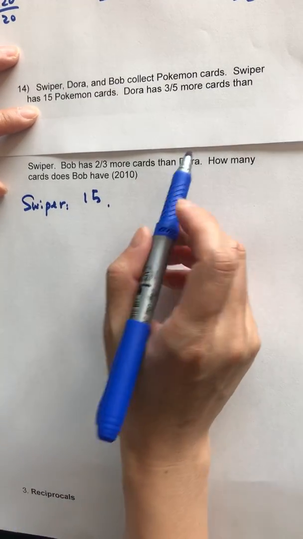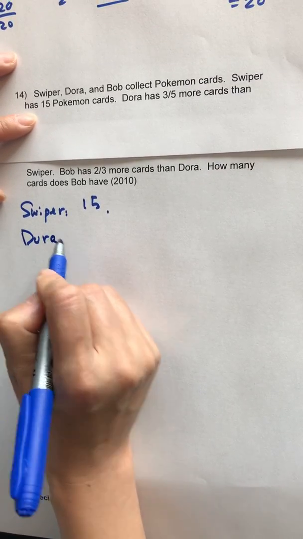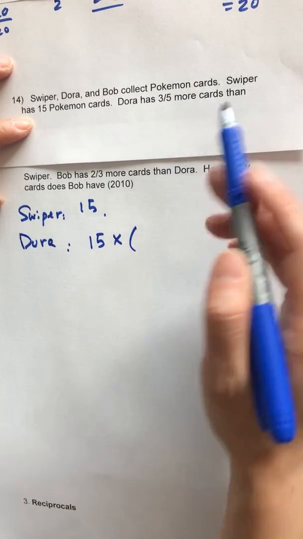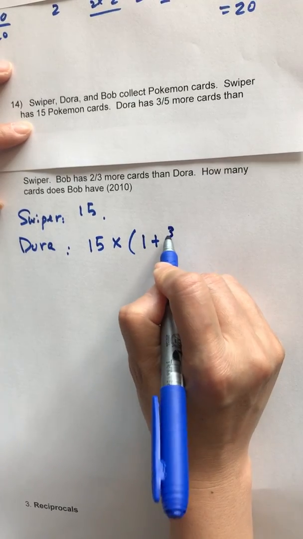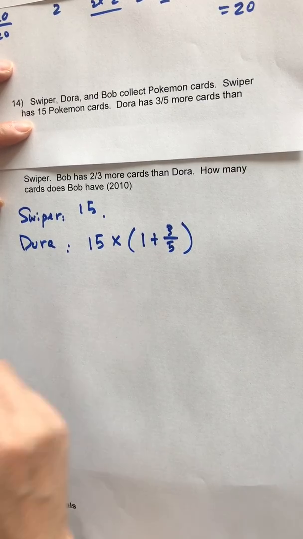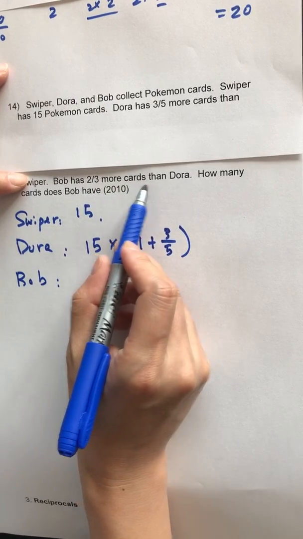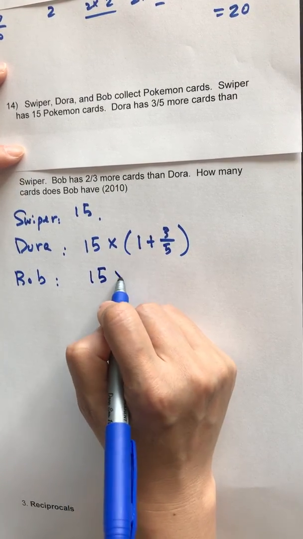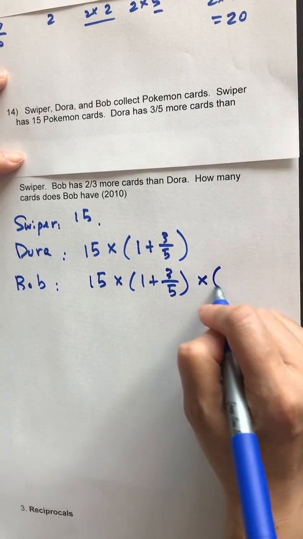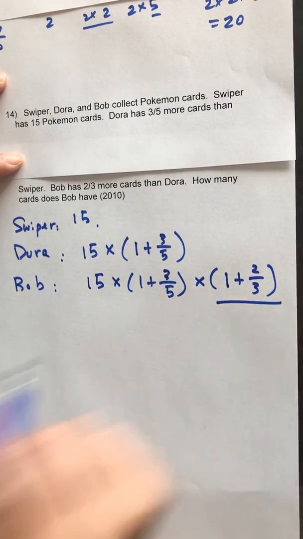15, and Dora has 3/5 more cards than Swiper. What does it mean by 3/5 more? It's 1 plus 3/5. Okay, here's how much Dora has. Bob has 2/3 more cards than Dora. So Dora is this much, right? Bob is going to be this much more than Dora's.